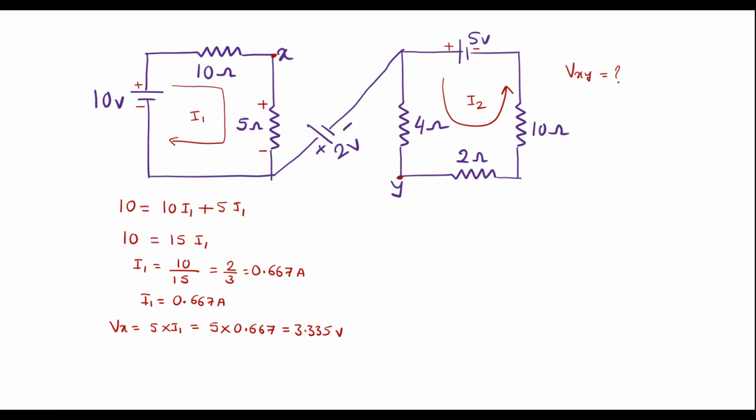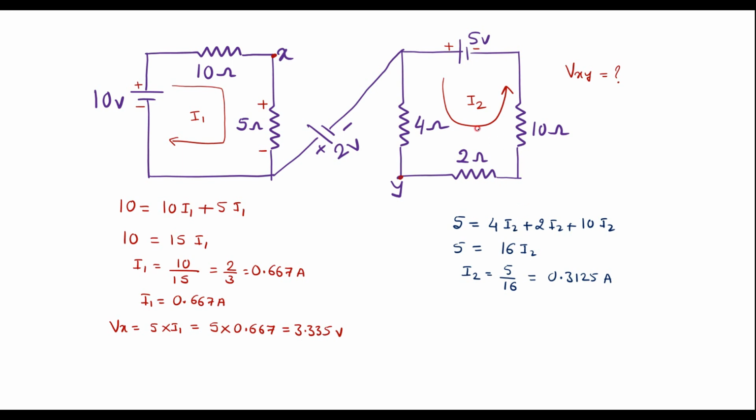Now similarly, let me calculate the current I2 which is flowing in this loop. Let me apply KVL to this loop. So I can say 5 is equal to the voltage across the 4 ohm resistor, 4 into I2, that is 4I2, plus 2I2, plus the voltage across the 10 ohm resistor, 10I2. That is 5 is equal to 4 plus 2 plus 10, that is 16I2. Therefore I2 is equal to 5 by 16, that is 0.3125 amps.